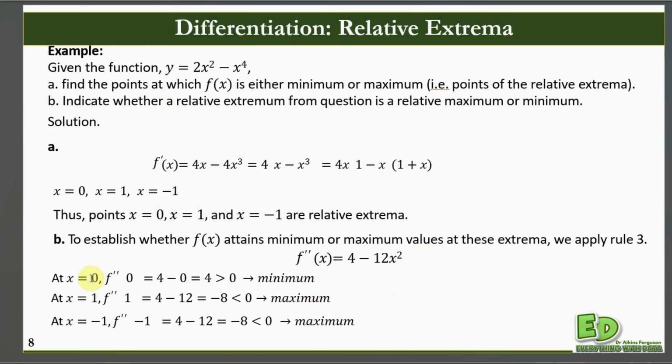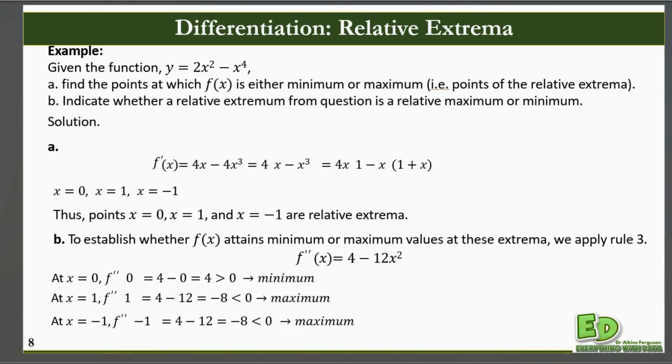First, at x is equal to 0, we had 4, which is greater than 0. If it's greater than 0, it is a minimum point. At x equal to 1, we had a final answer of negative 4, which is less than 0. At that point, the function is a maximum point. At x is equal to negative 1, after substituting, we had negative 8, which is also less than 0, and it shows that that point is indeed a maximum point, right?